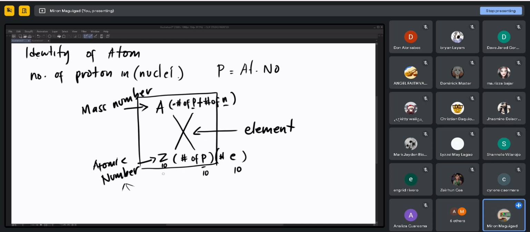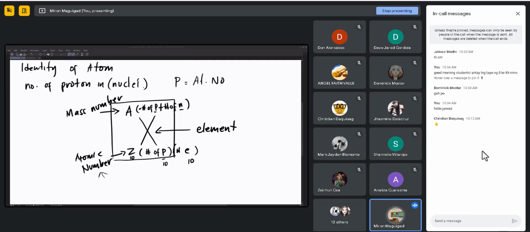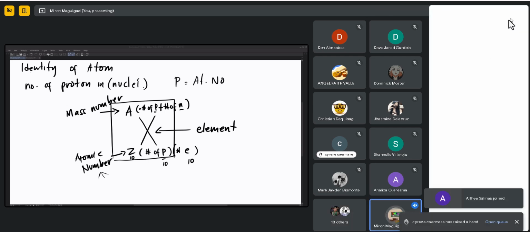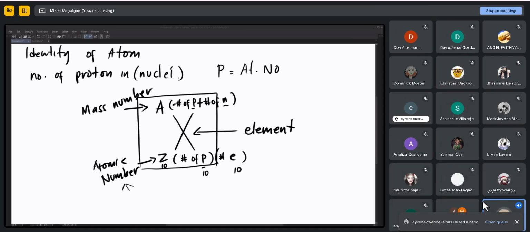Pero mapapalitan yan once we show you some examples of element. Pero may nagtataas yata ng kamay. May tanong po ba? Questions will be entertained after the discussions. Sana po malinaw. Okay? So, nakakasunod po ba at malinaw po yung audio? Okay, thank you po. Let's proceed.